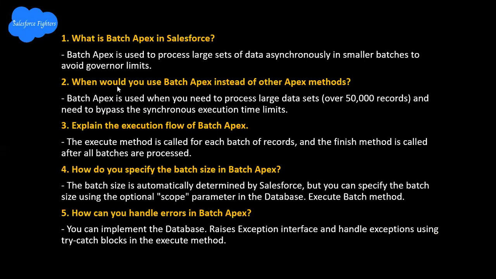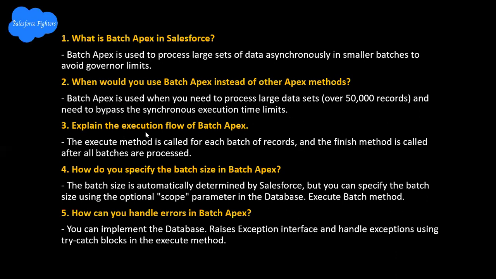Next question. When would you use Batch Apex instead of other Apex methods? Batch Apex is used when you need to process a large data set over 50,000 records and need to bypass the synchronous execution time limit.